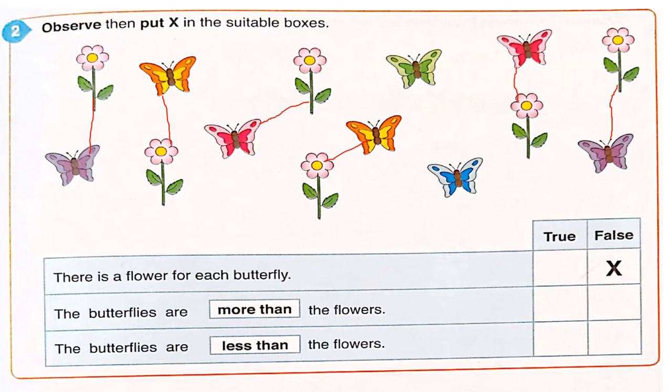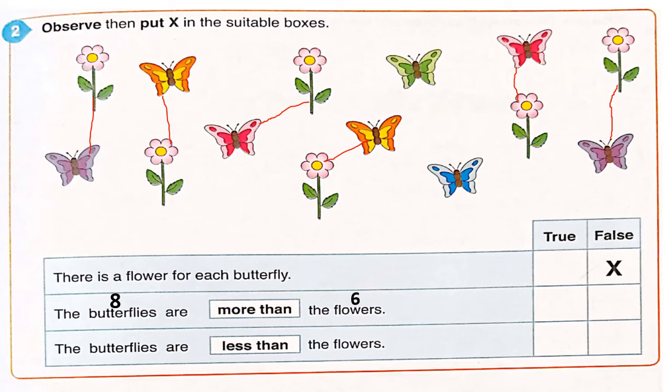Now the second question, the butterflies are more than the flowers. I cannot say yes or no. I have to count the butterflies, then count the flowers. Let's count the butterflies first. One, two, three, four, five, six, seven, eight. So we have 8 butterflies. Now we are going to count the flowers. 1, 2, 3, 4, 5, 6. And we have 6 flowers.